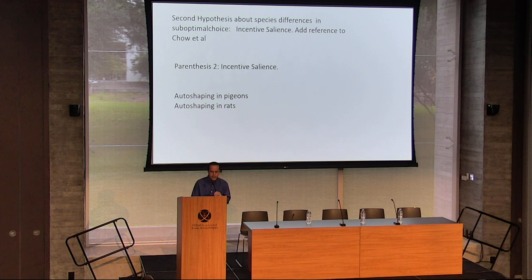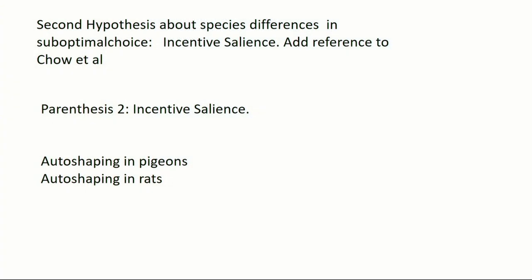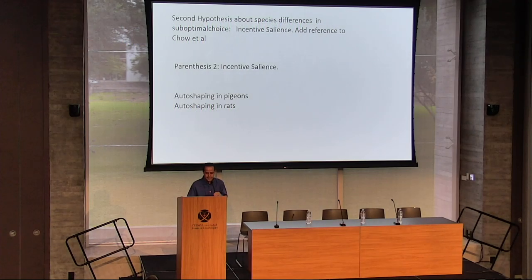At the same time that we were performing these experiments, a second hypothesis arose. It was related to incentive salience. Let me take a few moments to give some basic concepts related to incentive salience, most of them related to auto-shaping in pigeons and auto-shaping in rats. When a stimulus reliably predicts food, it acquires the ability to predict the food, and then the conditioned response emerges. However, besides this predictive value, some stimuli also acquire value on their own and become powerful conditioned reinforcers. This is particularly true for some relationships between the species to which an organism belongs and the stimuli employed.